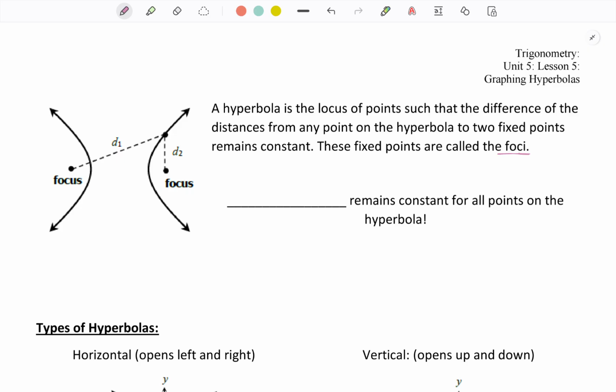So in an ellipse, you could add together d1 and d2 from the foci, but on a hyperbola, you are going to subtract d1 minus d2. And so those are the distances that remain constant for all points on the hyperbola.